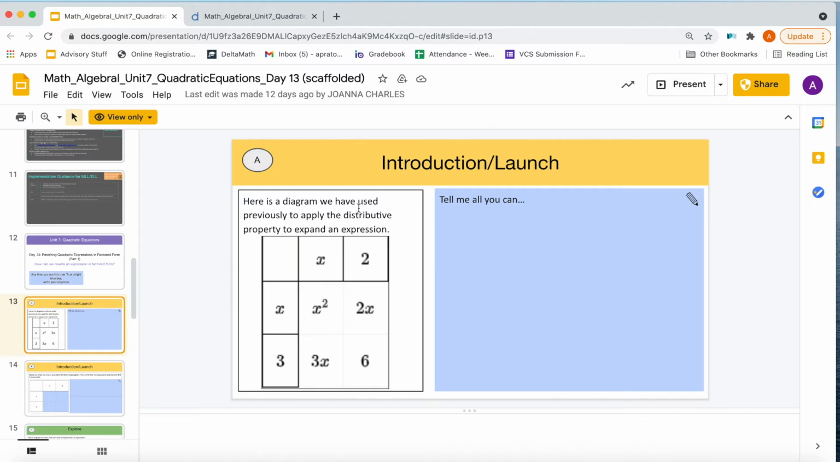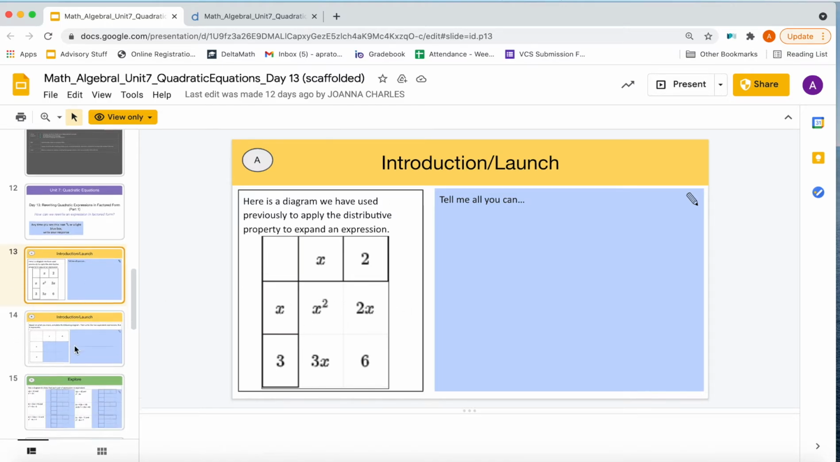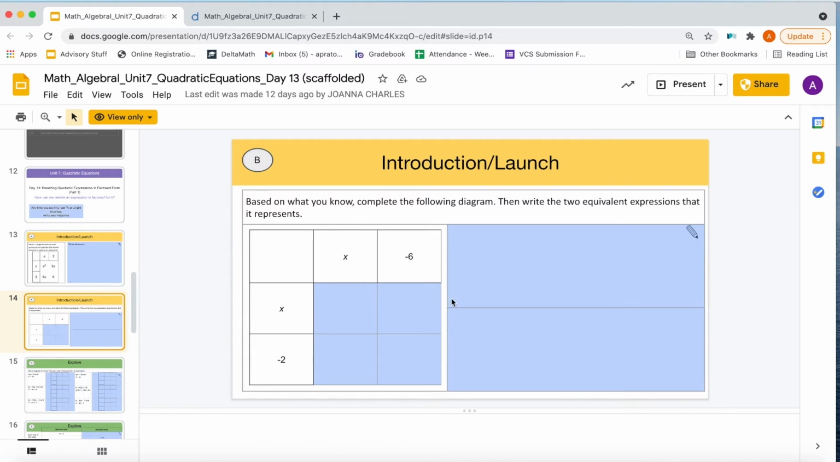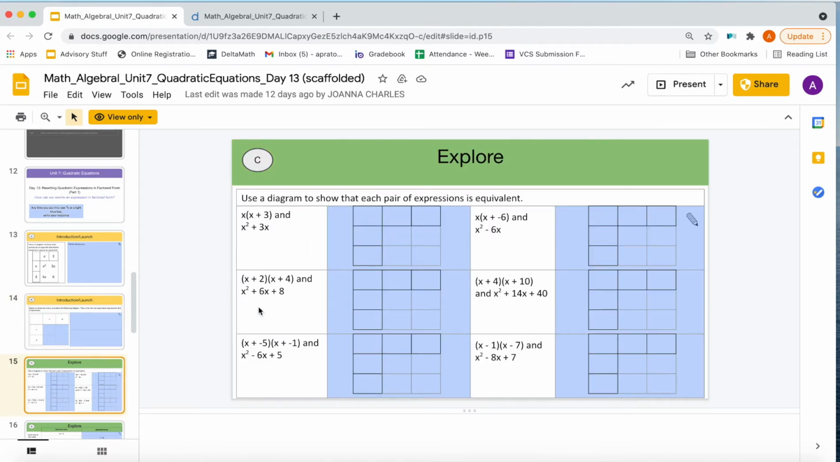Students are reintroduced to a diagram applying the distributive property, and they are also asked to go ahead and use the diagram to rewrite this expression. So they're given that opportunity, and then again, they're given a bunch of diagrams and expressions, and they're using the diagrams to show how these expressions are equivalent.